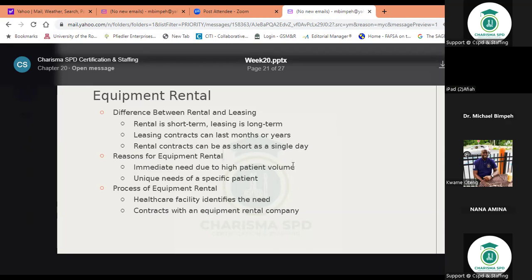Let's assume that in the next 2 weeks, the week of April 21st, that's Monday, a lot of cases are booked, but we don't have enough inventory. And within that short time, you cannot just buy. So you just have to plan to rent at that time. So that's immediate need. And then unique needs.